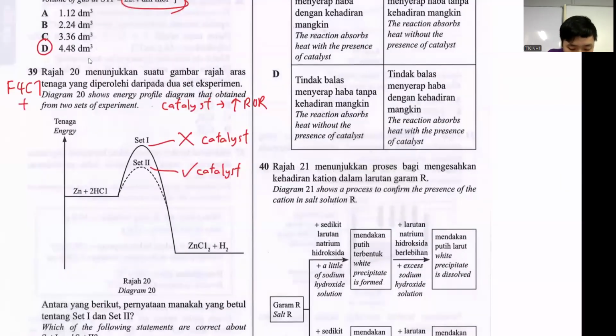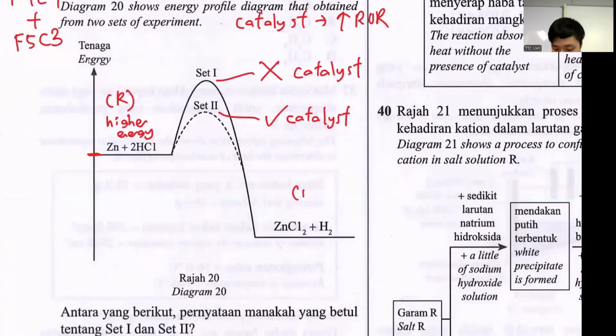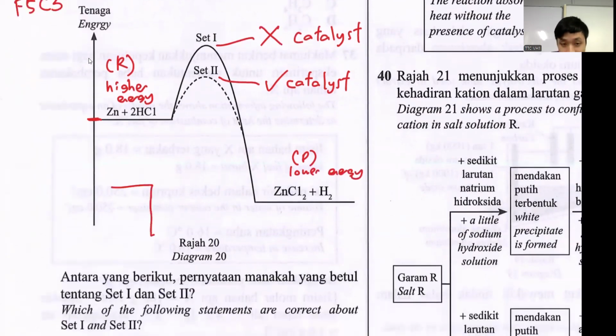Okay, and then there's one more thing. This one is also a little bit mixed with Form 5 Chapter 3, because they also ask for absorption of heat and releasing of heat. So you see, at the beginning, isn't it higher energy? The reactant has higher energy. The product has lower energy. It means the graph looks something like this. Total energy content of reactant is higher than total energy content of product. So this is an exothermic reaction because the heat is being released.